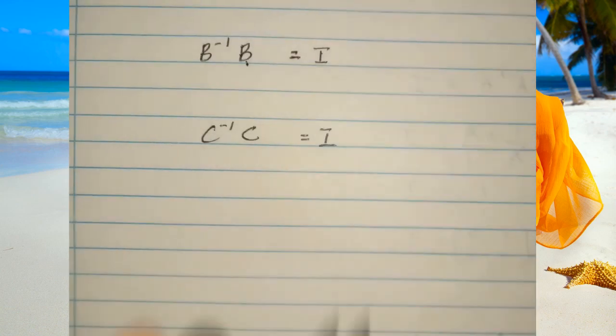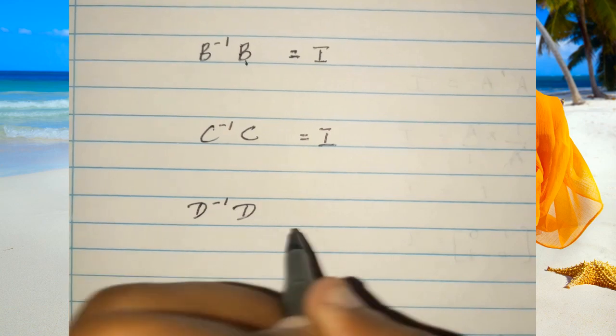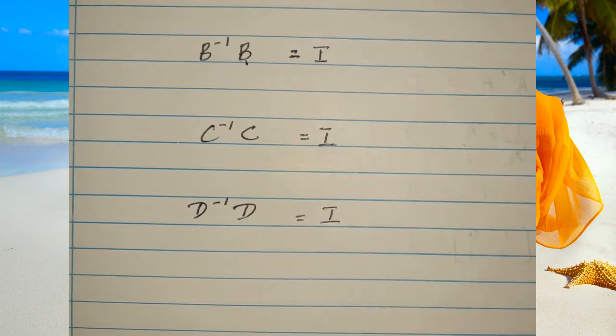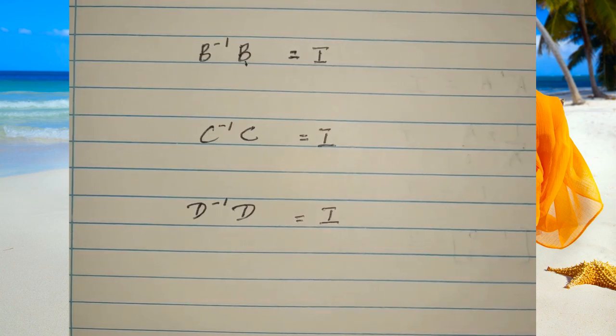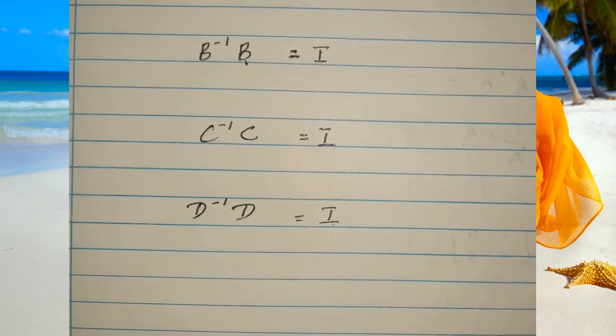Let's try another one. Let's go with D this time. D inverse times D should give us the identity matrix. So the inverse of a matrix multiplied by the original matrix should end up giving us that identity matrix.